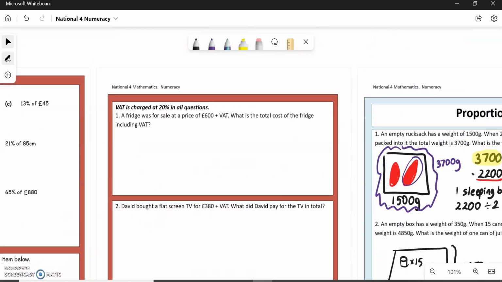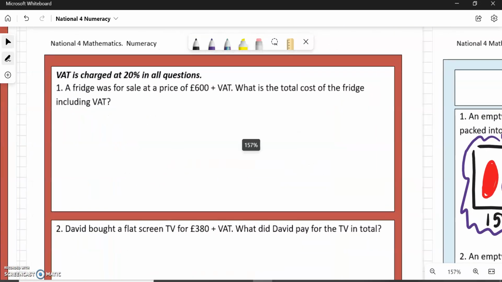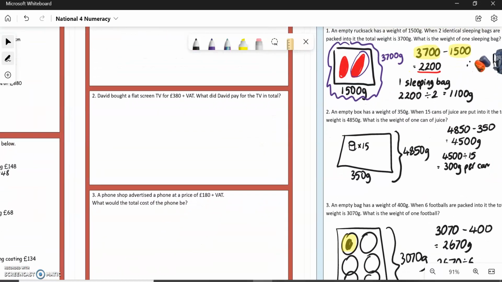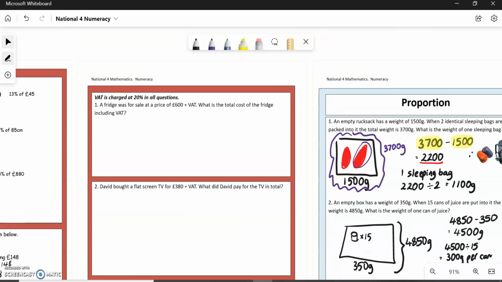Finally, when we're looking at VAT, value added tax, what actually happens is that the VAT is added on to the price of a product. Okay, so we're going to mix a few things together now. So VAT is charged at 20% in all questions. What I'm going to do here is do the first two, and you're going to copy them down. Then you're going to have a go at question 3.